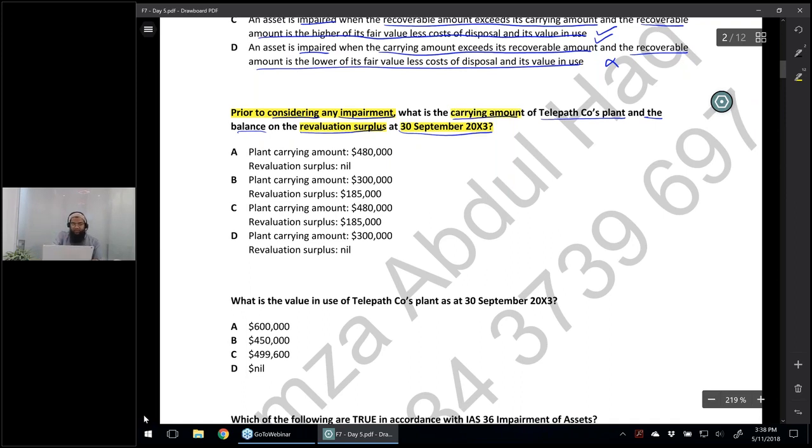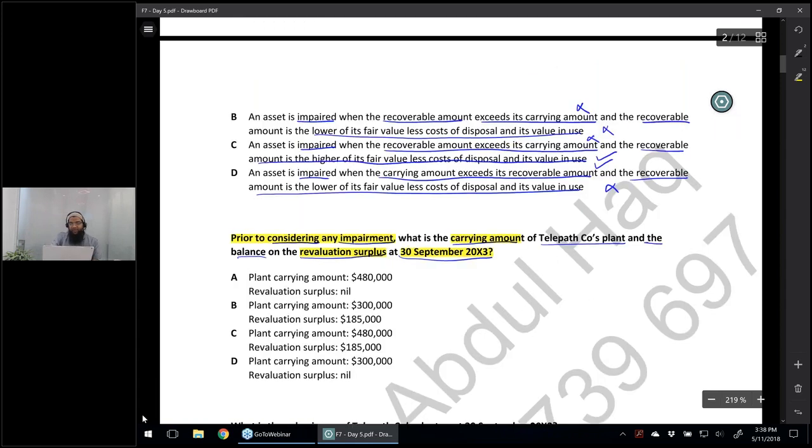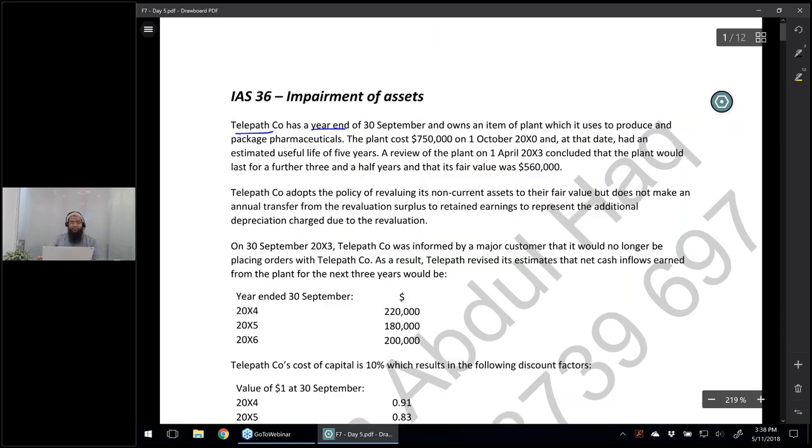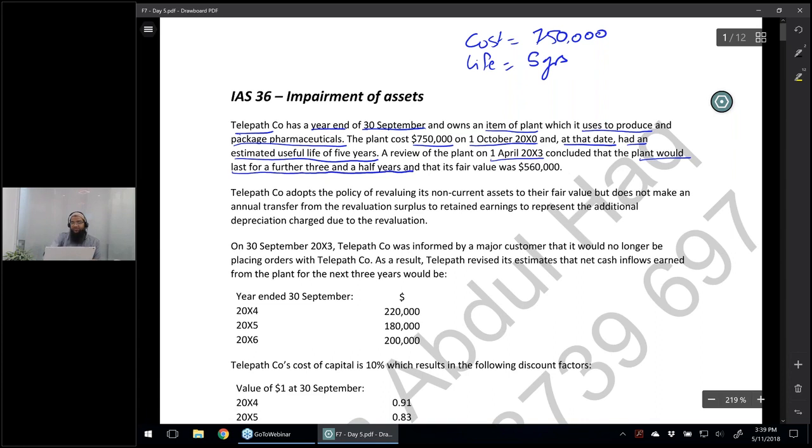The question says that Telepath company has a year end of 30th September and owns an item of plant which it uses to produce and package pharmaceuticals. The plant cost 750,000 on 1st October 2020. So this is the cost being 750,000. At that date, it had an estimated useful life of 5 years. So the asset has a useful life of 5 years. A review of the plant on 1st April 2023 concluded that the plant would last a further 3.5 years, and its fair value was 350.